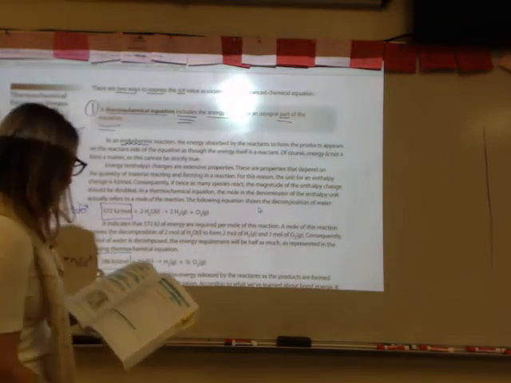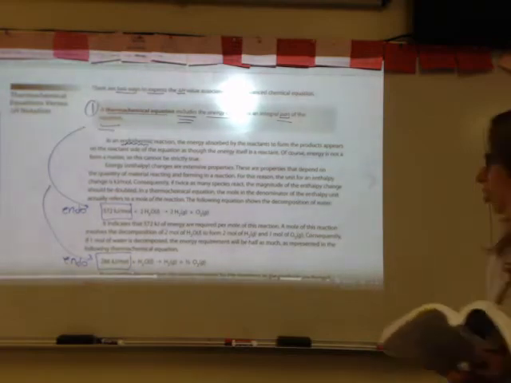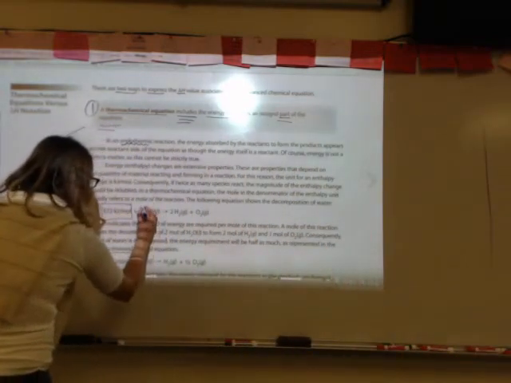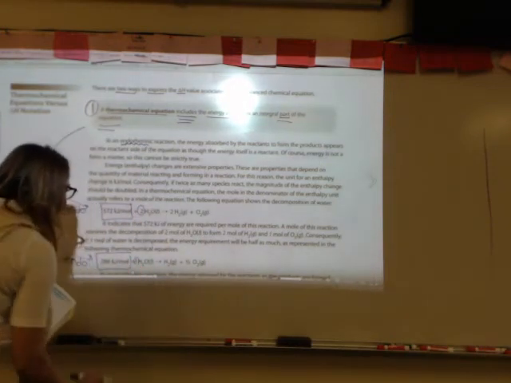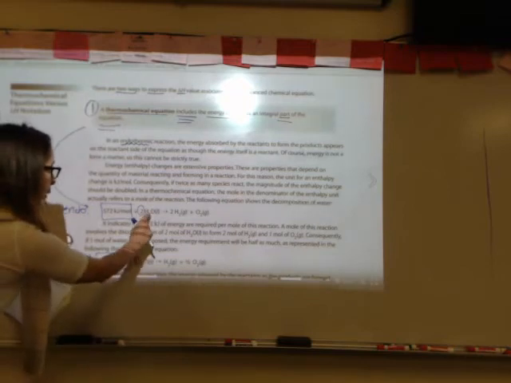if you have twice as many species reacting, then the magnitude of the enthalpy change should double. You'll notice here that if I have 1 mole of water decomposing here, these coefficients, let me point this out to you. There's a 2 in front of H2O in this reaction. There's a 1 in front of H2O in the bottom reaction. They're both decomposition reactions for water.